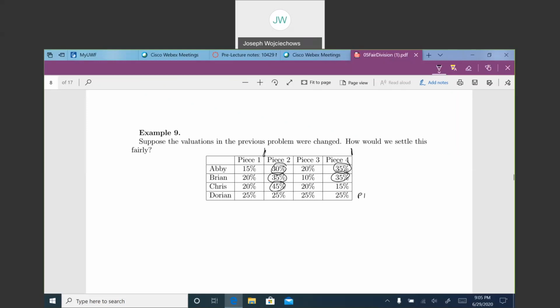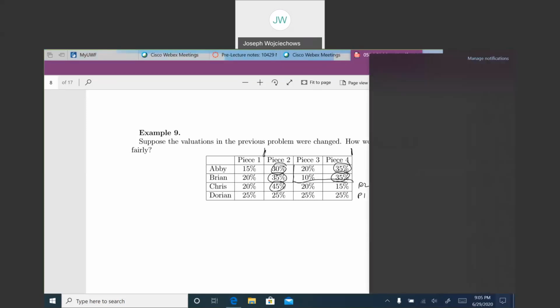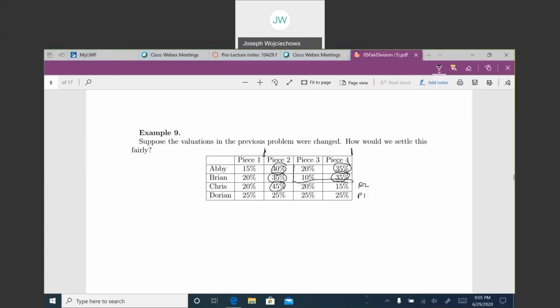Now, what we can do is put them all together and do it again. It wants us to do that. I would probably guess that we would let Chris have piece 2. And then these 2 pieces would get fought over by the 2 remaining people with a divider-chooser method.